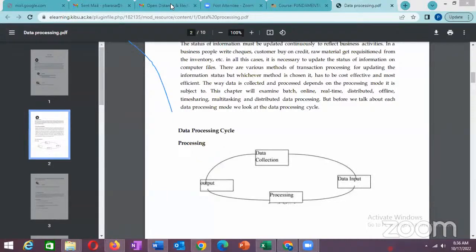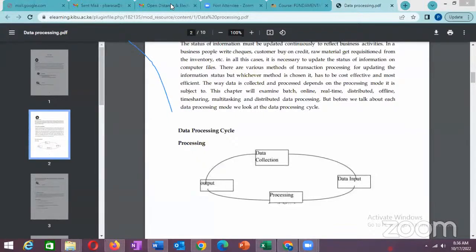Then we have Jacob Moreka. Processing. In this step, input data are changed to produce data in a more meaningful form. For example, paychecks may be calculated from the time card, or a summary of sales for the month may be calculated from the sales order. I can see that. Good, Moreka.